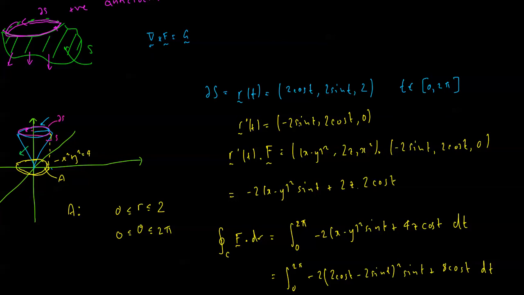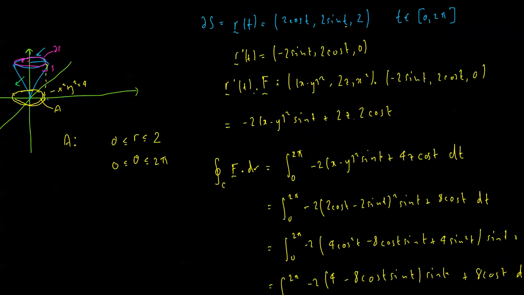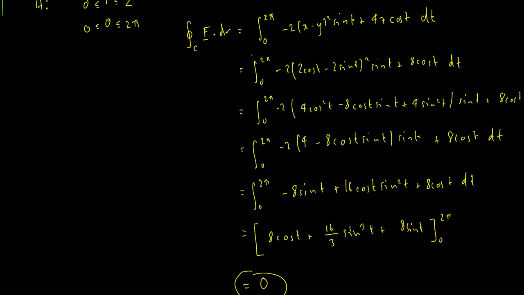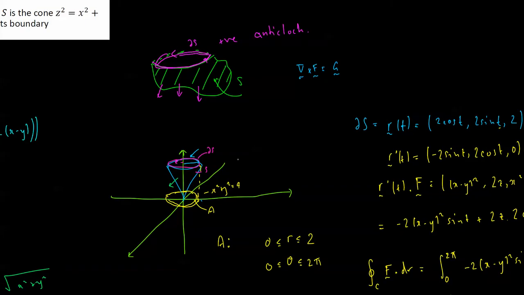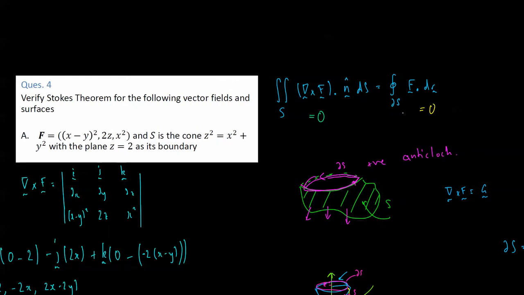Remember what we're doing here. We're finding work done, so go back to your notes. You need to parameterize the curve and then dot the derivative of it with the vector field, and then calculate the integral. So go revise that. But we have verified the question. We have verified Stokes' theorem by showing that both sides are equal to 0.